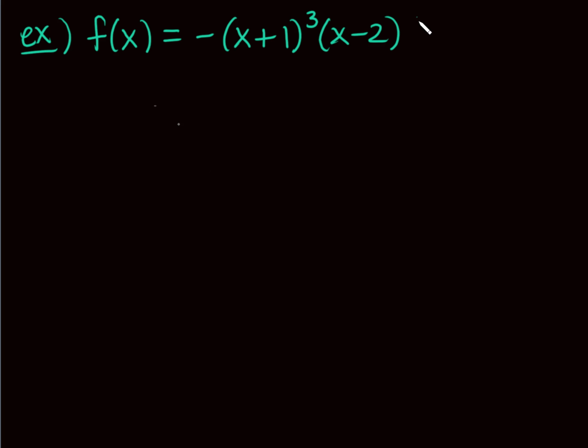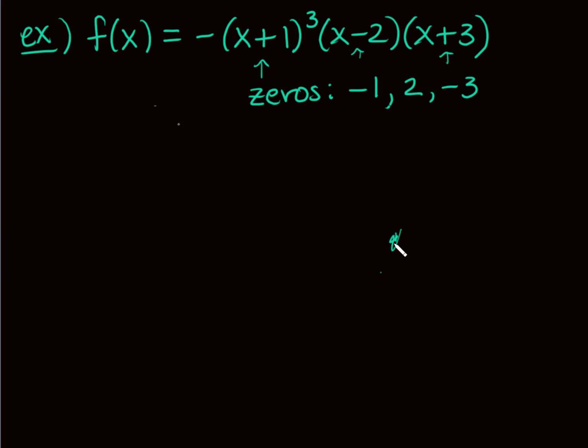Sometimes it's factored for you and life is easy. So something like f of x, what if I had f of x equals negative x plus 1 cubed times x minus 2 times x plus 3, right? So look at the zeros here. This is already factored for us. What would make this term 0? That term would be 0 if x was negative 1. This term would be 0 if x was 2. And this term would be 0 if x was negative 3. So pretty easy to see the zeros there.